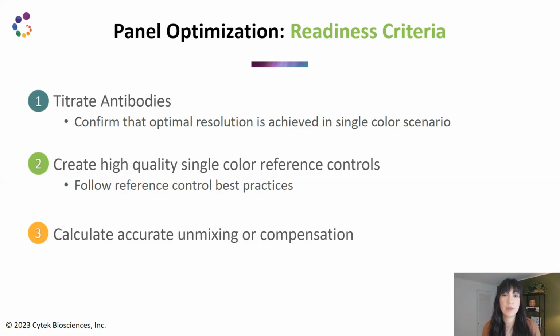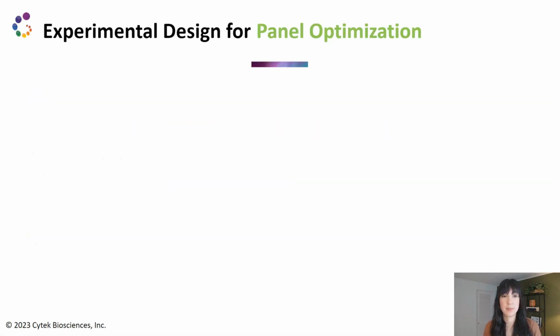Then you're also going to need to figure out how you create high quality single color reference controls, or maybe you call them compensation controls. Whatever single stained controls, you need to follow the best practices for those. And that will allow you to calculate accurate unmixing. So the second and third points kind of go hand in hand. Ultimately, you need to calculate accurate unmixing and compensation, and you need to have that all dealt with before you can actually do an analysis of your panel optimization experiment.